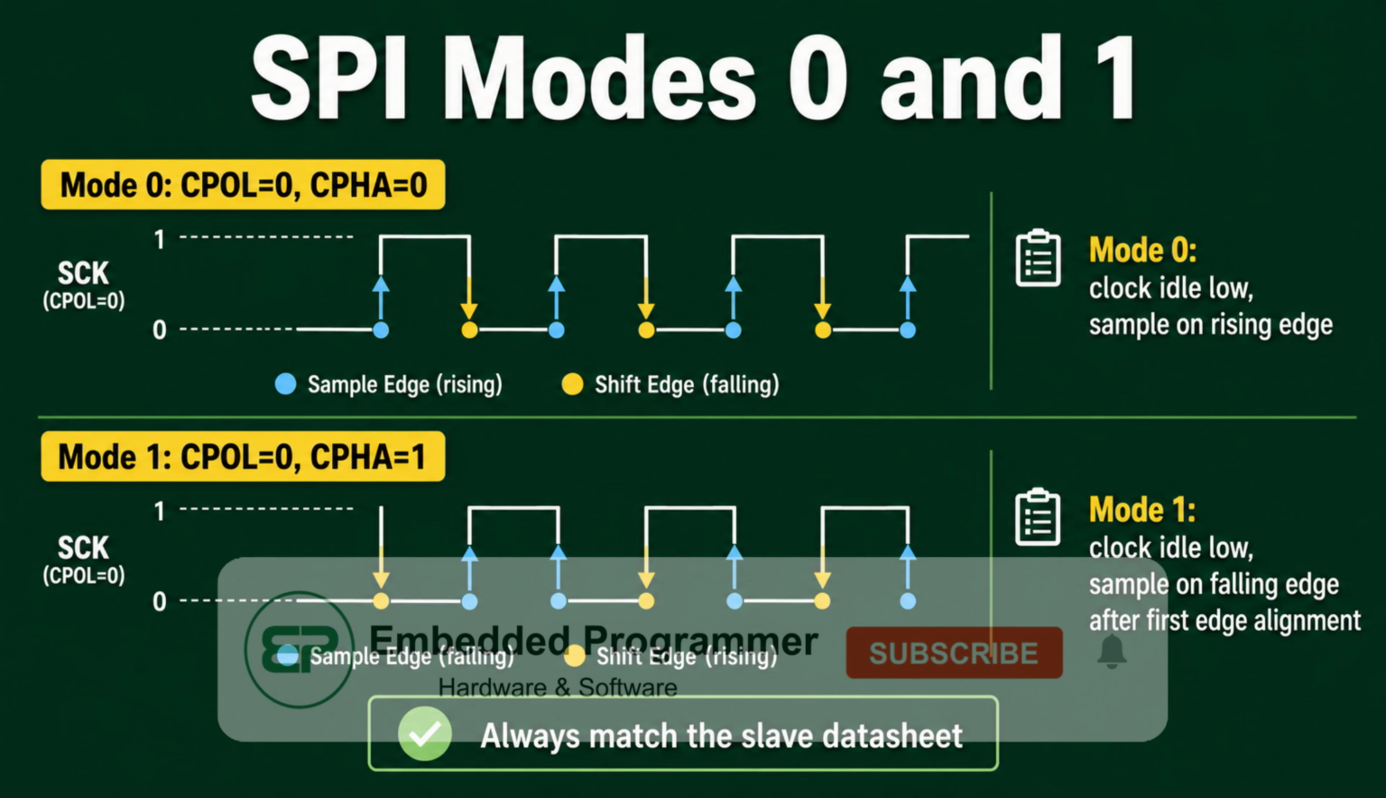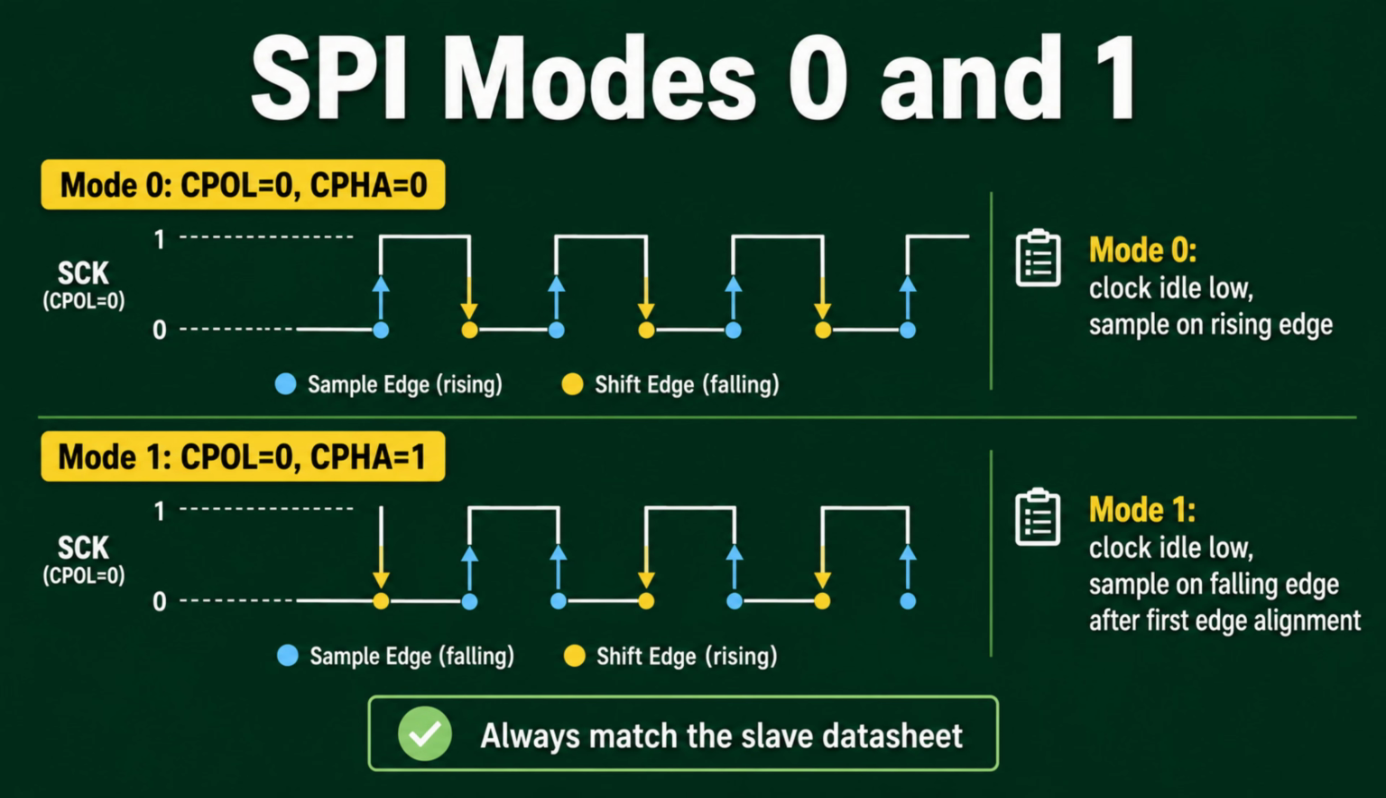SPI mode 0 uses CPOL equal to 0 and CPHA equal to 0. The clock is idle low. Data is sampled on the rising edge and changed on the falling edge. The first data bit must already be stable before the first rising clock edge.